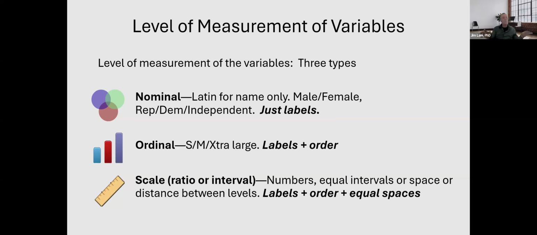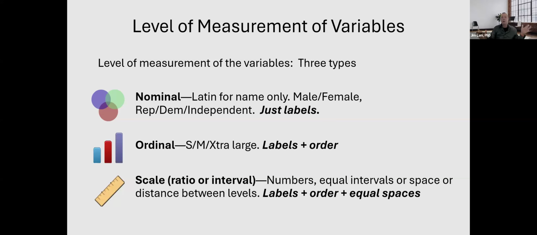Then third, we have scale level, which is ratio or interval or continuous. Basically, it has everything from above. It's got a label: 1 degree, 2 degrees, 3 degrees, 4 degrees, 1-year-old, 2-year-old, 3-year-old, 4-year-old. It's got an order: 2's after 1, 3's after 2. But it has equal intervals, equal spaces. That's the important part of this. Most things like a regular age or temperature act as scale level variables. So that's the whole demystification of levels of measurement.